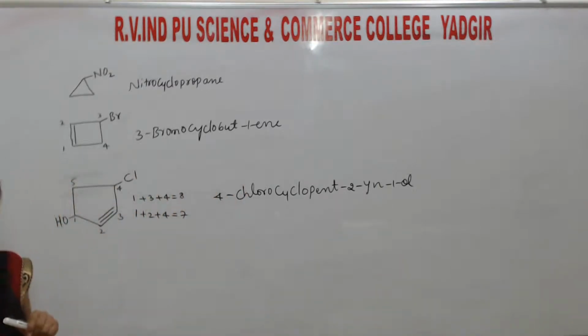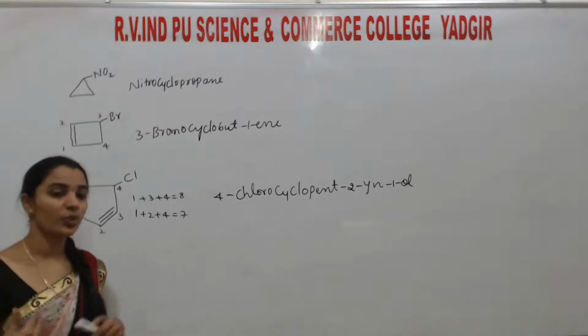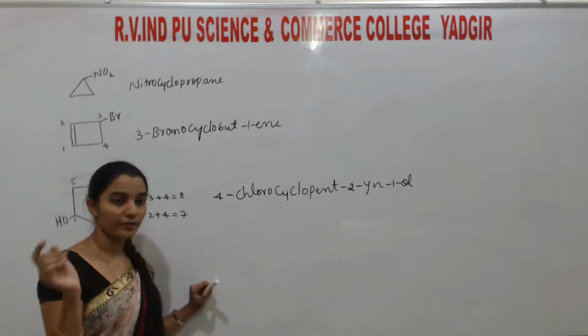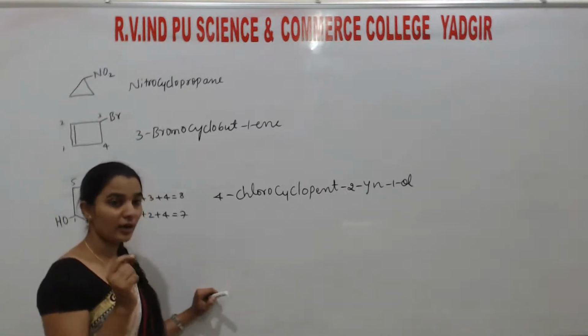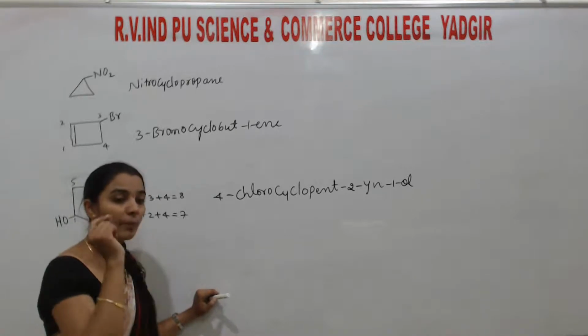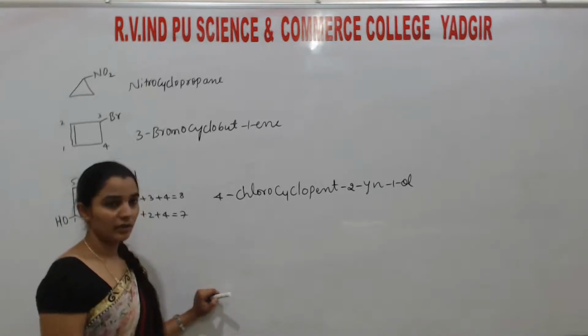Understand? So naming cyclic compounds is quite easy compared to aliphatic compounds, because in aliphatic compounds we have to consider a perfect parent chain.